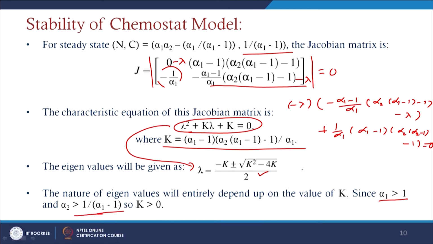So, if you put all these values here, alpha 1 is greater than 1, so this will give you a positive value. And the second one we have assumed as alpha 2 greater than 1 by alpha 1 minus 1. So, it will be cancelled out here, and this will be minus 1 here by alpha 1. So, definitely k is greater than 0.